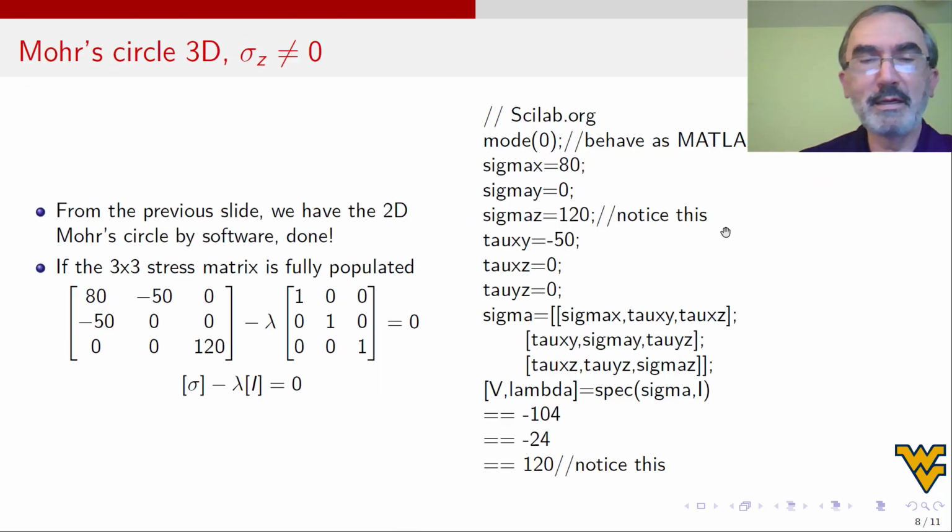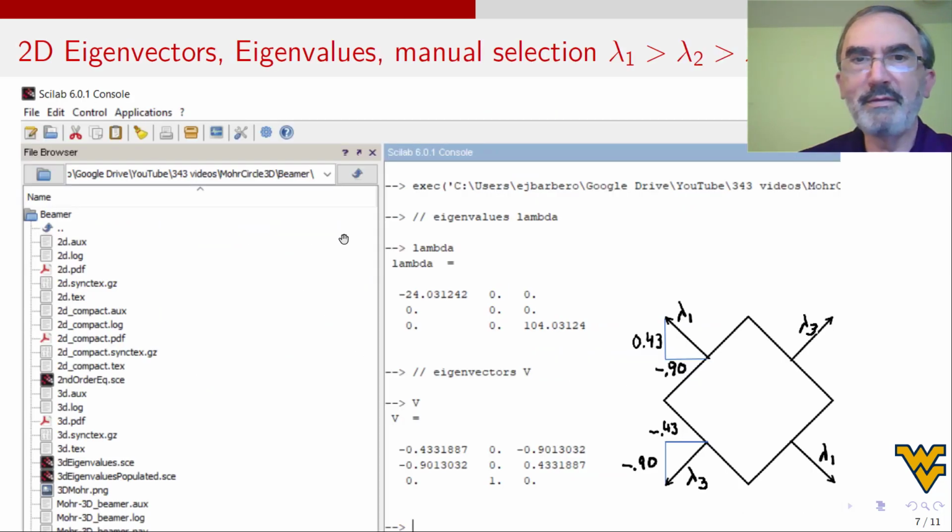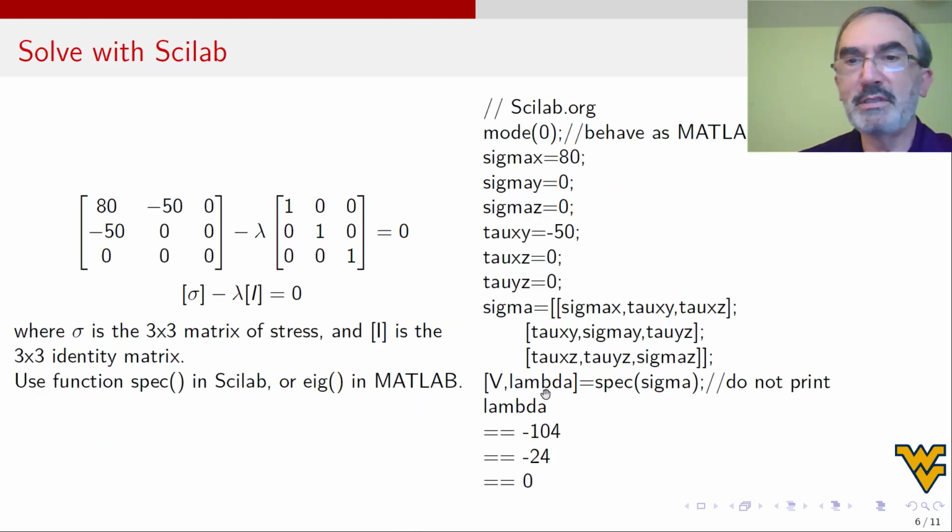Okay, so then let's see what we got now. From the previous slide, we have the 2D Mohr circle by software done. Why do I say we have everything done? Because if the computer tells me the values and I order them, I say 1, 2, 3, because that's the largest, this is the smallest, this is in the middle. And I know what these numbers mean, so I can get the directions. And if I have the direction, I can get the angles. Then it's like doing Mohr circle. I got everything. All I have to do is write this little piece of code, which is this statement, really. Only that.